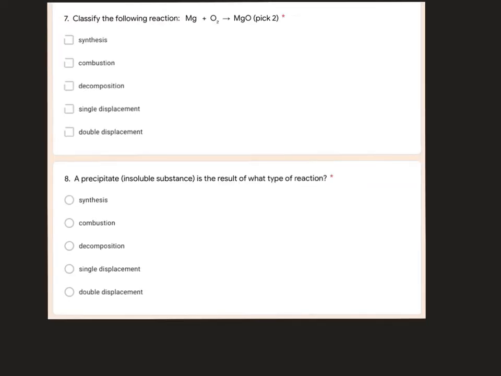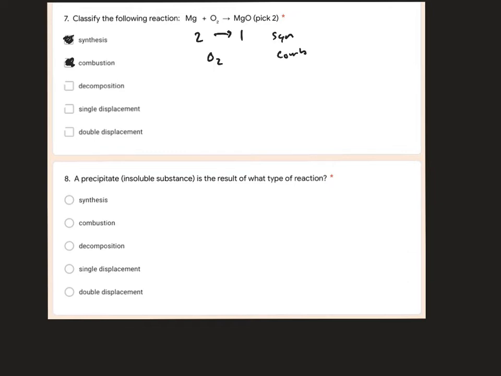Okay, question 7, classify the following reaction, Mg plus O2 giving us MgO. Well, here you have two things becoming one thing, so that's an example of it being synthesis. You also have oxygen as a reactant, which means that this is also combustion. It's combustion of magnesium or synthesis of magnesium oxide. So the two correct answers here are combustion and synthesis, the first two options.